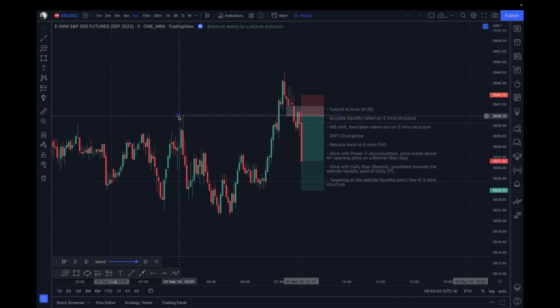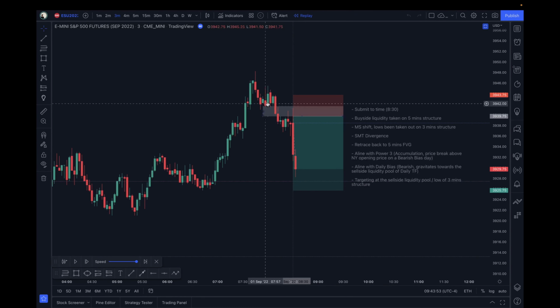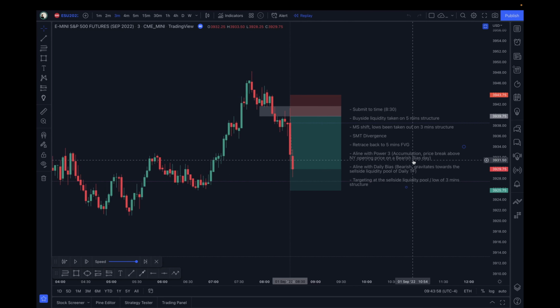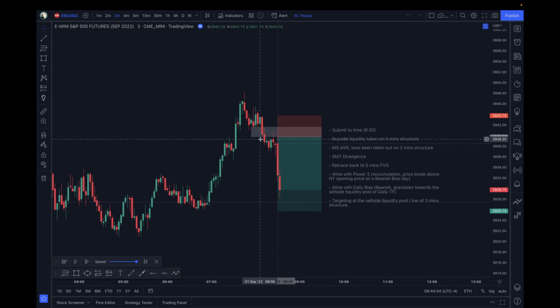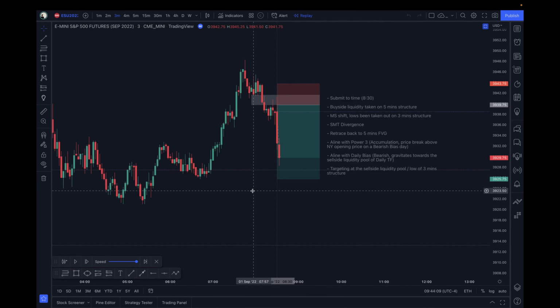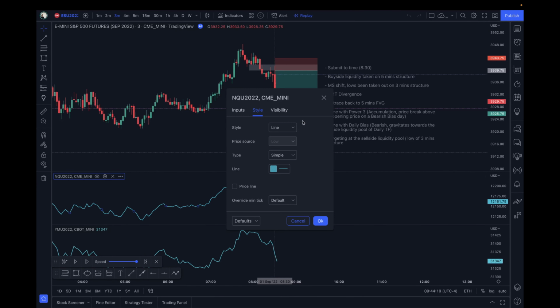Right here, it's taking out right here. And the market structure shift, taking that low down, taking the low right here, break, retrace back to the fair value gap on the 5-minute time frame. Aligned with power of three, the price breaks above the New York opening price first and then goes down, and I'm targeting this liquidity pool. We can see there's an SMT divergence right here too.